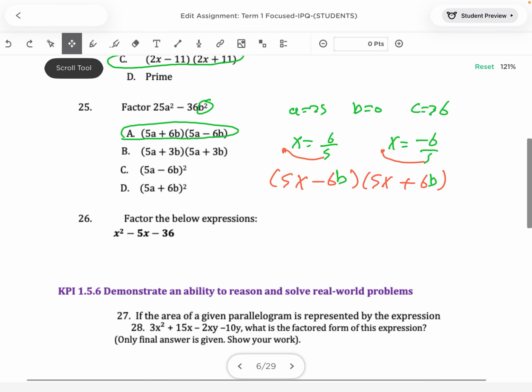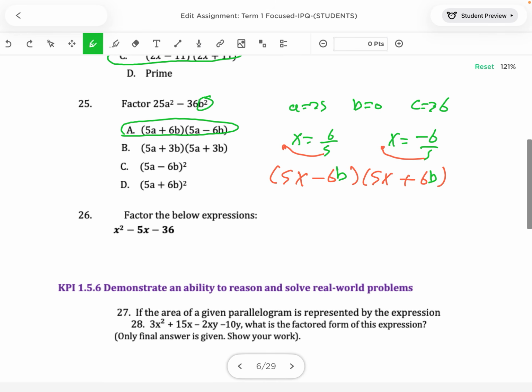Factor the expression. This one might be as calculator again, mode 5-3. You will get x minus 9 and x plus 4. It will be x equals 9 or x equals negative 4 when you use factoring by calculator.